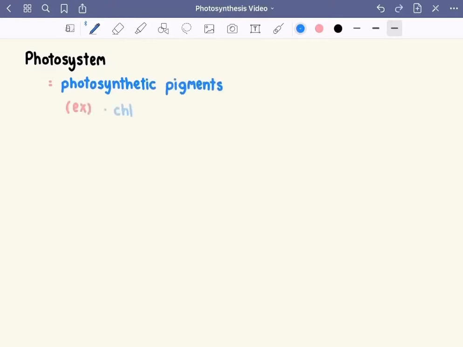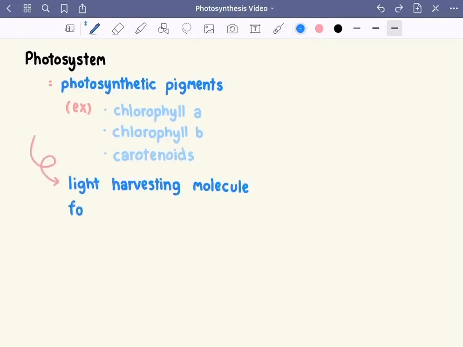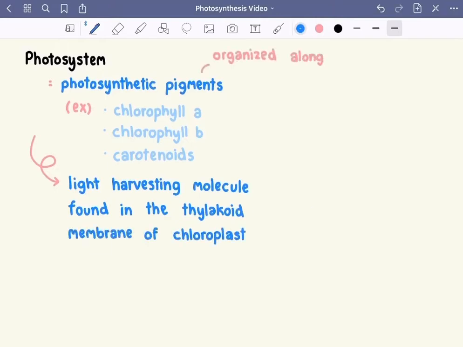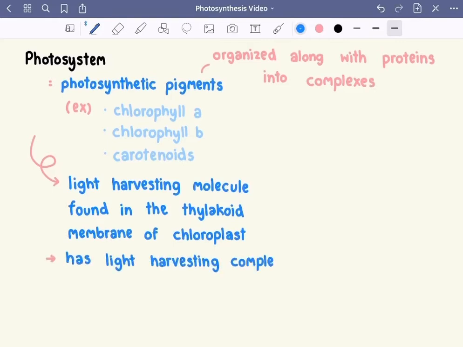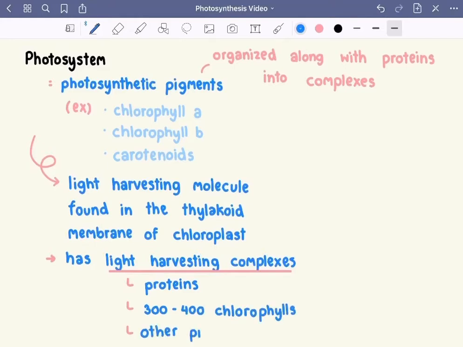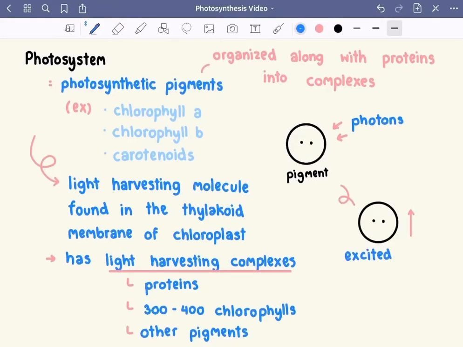The definition of a photosystem. Photosynthetic pigments such as chlorophyll A, chlorophyll B, and carotenoids are light harvesting molecules found in the thylakoid membranes of chloroplasts. Pigments are organized along with proteins into complexes called photosystems. Each photosystem has light harvesting complexes that contain proteins, 300 to 400 chlorophylls, and other pigments. When a pigment absorbs a photon, it is raised to an excited state, meaning that one of its electrons is boosted to a higher energy orbital.